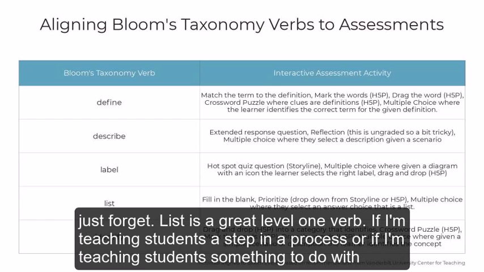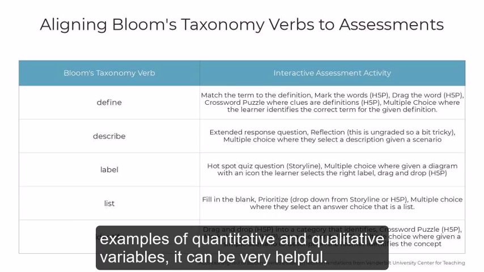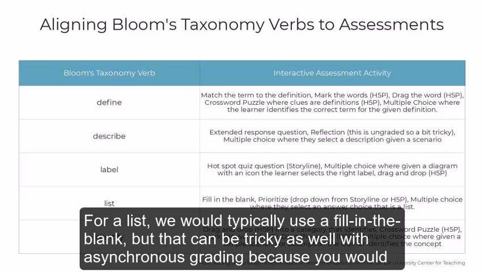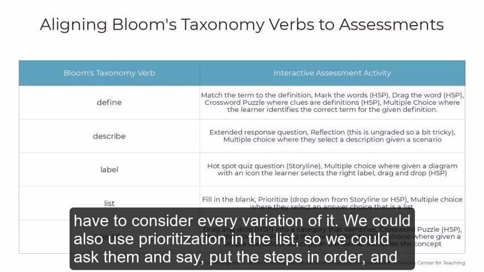Sometimes we just forget. List is a great level 1 verb. If I'm teaching students a step in a process, or if I'm teaching students something to do with examples of quantitative and qualitative variables, it can be very helpful. For a list, we would typically use a fill-in-the-blank, but that can be tricky as well with asynchronous grading because you would have to consider every variation of it.